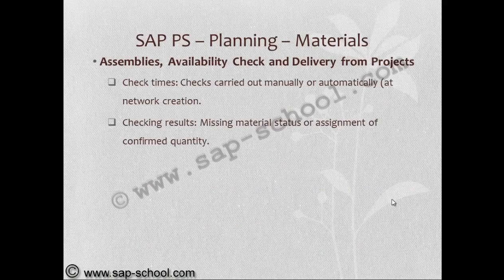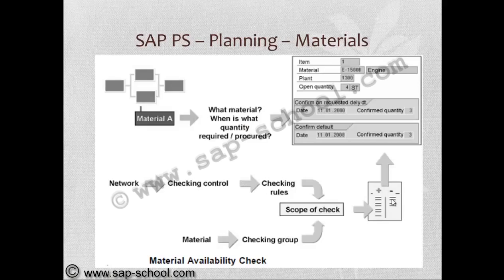Check items: checks carried out manually or automatically, either at the release or at creation. Checking results, final results: missing material status or assignment of confirmed quantity.